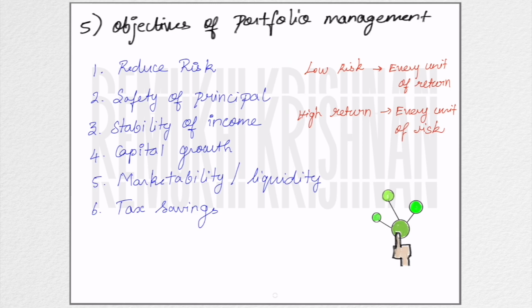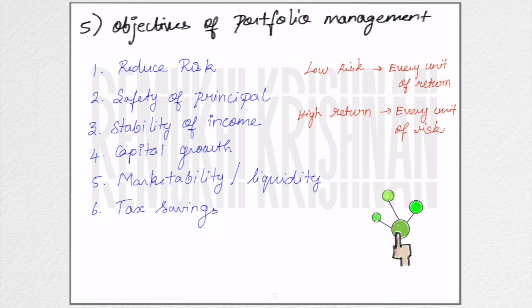Secondly, stability of income. There should be a stability of income. Investing should lead to income stability and capital growth. Not only should the principal be safe, the amount invested should also give a good return, so that I can have capital growth.